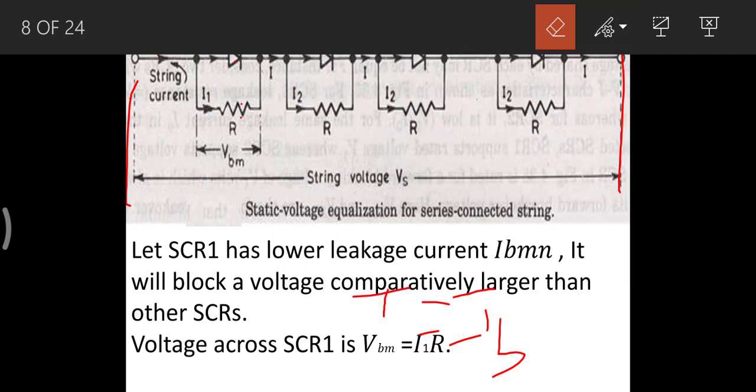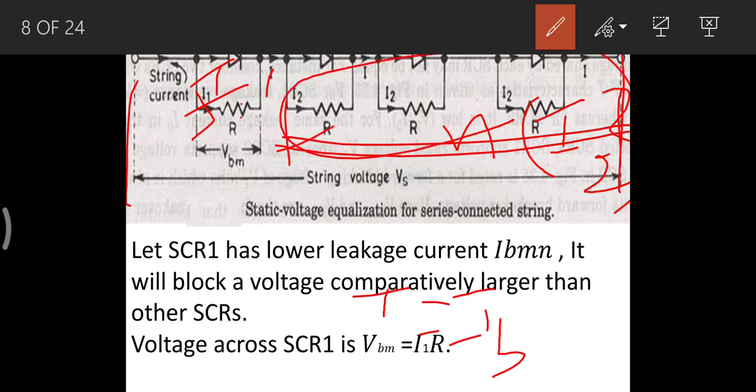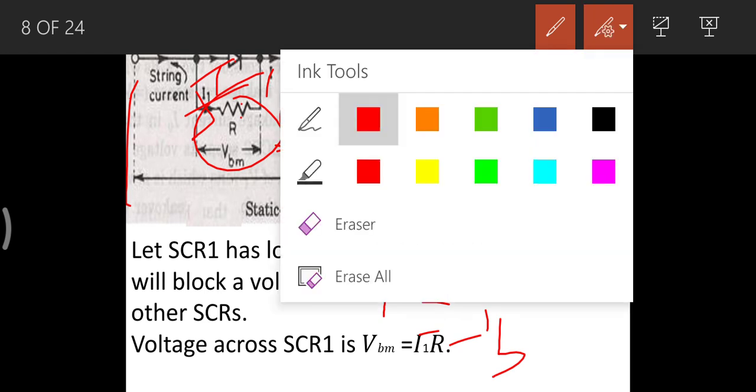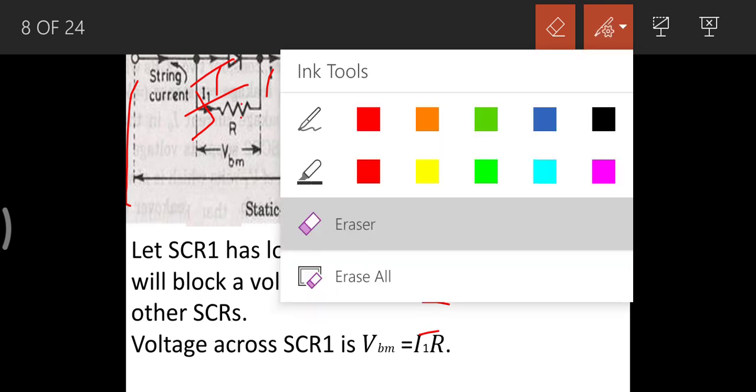See here, in the first resistor we are considering I1, and all the remaining resistors carry the same current I2. That means if n resistors are present, then the voltage across them we can write as I2 into R. This is the total voltage across all these resistors plus the voltage across this resistor, which gives the total string voltage of the given circuit.